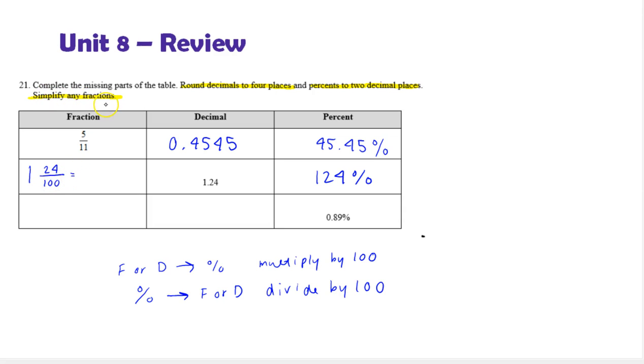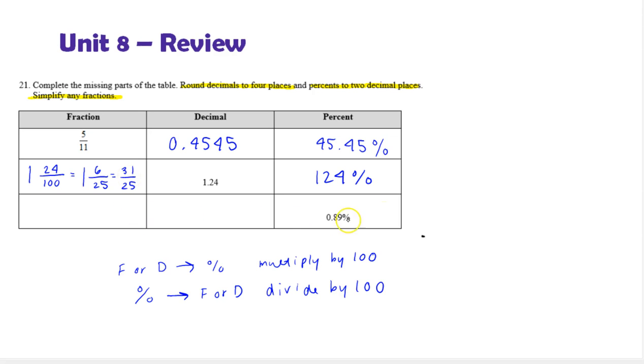It said to simplify any fractional parts. So I keep the whole number. Notice 24 and 100, their GCF is 4. You could divide them each by 2 if you want, but I have limited space, so I'm going to divide them each by 4. 24 divided by 4 is 6, and 100 divided by 4 is 25. Okay. So this is in mixed number or fraction form. If you want an improper fraction, it would be 25 times 1 is 25, plus 6 is 31 over 25. Okay. This form is easier to turn into a percent or a decimal. You could just do the division.